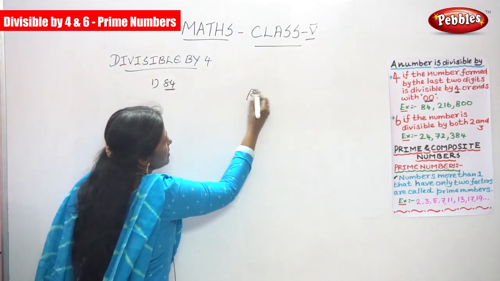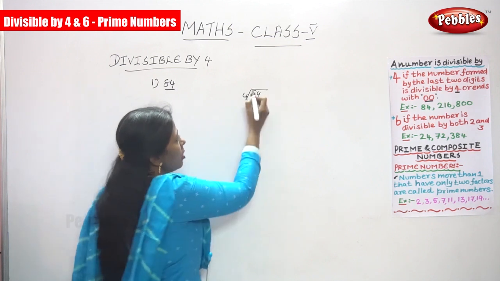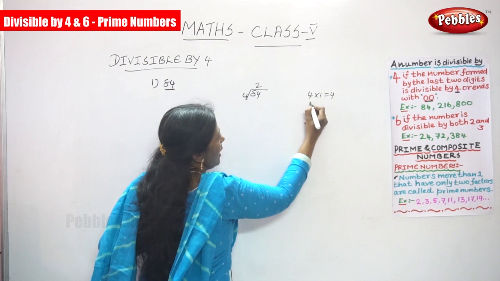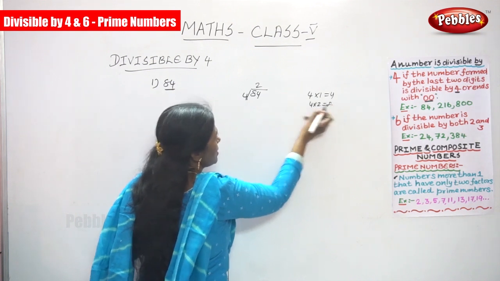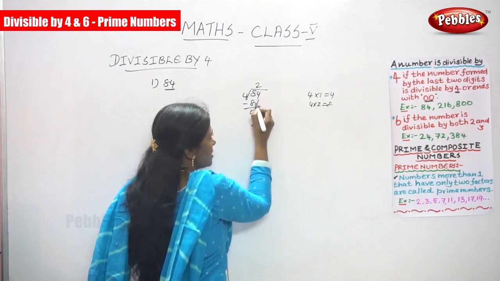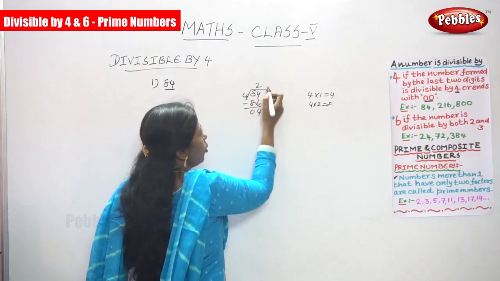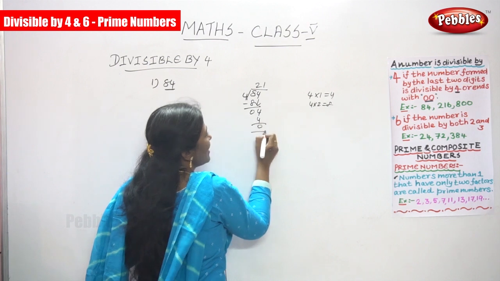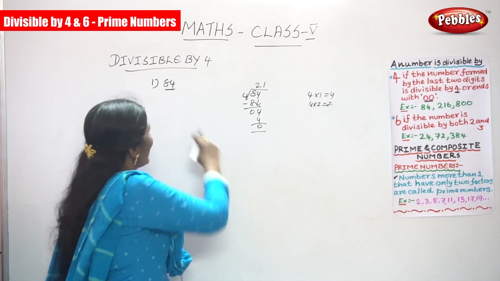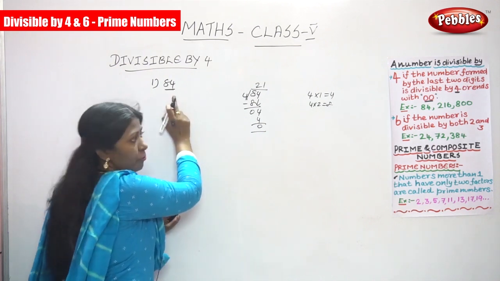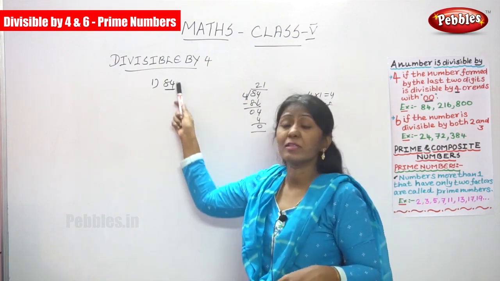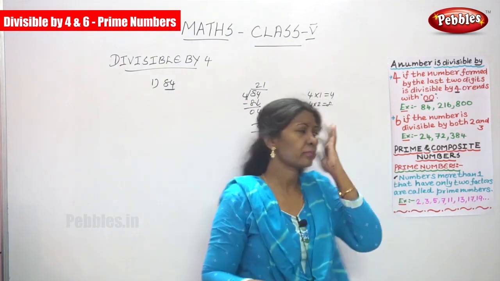84 divided by 4: 4 2s are 8, 8 minus 8 you get 0. Next you bring down 4, and 4 1s are 4. The remainder is 0. The remainder must always be 0. So the last two digits are divisible by 4. It is understood clearly that this number is divisible by 4.